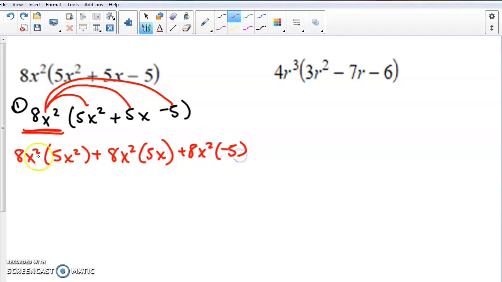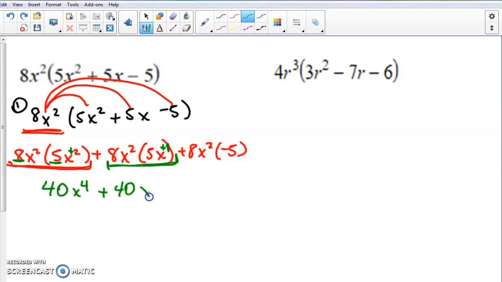Now pretend each and every single one of these is an individual monomial problem. So focus just on this, 8x squared times 5x squared. So first thing we're going to do is multiply our coefficients. So 8 times 5 is 40. And now we're going to add the exponents of our x. So I have x, and then 2 plus 2 gives me x to the 4th. And just keep going. So now I'm going to have 8x squared times 5x. So positive 8 times positive 5 is positive 40. I have x squared and just an x here. If you remember, just an x is x to the first, so we do 2 plus 1 and get x to the third.